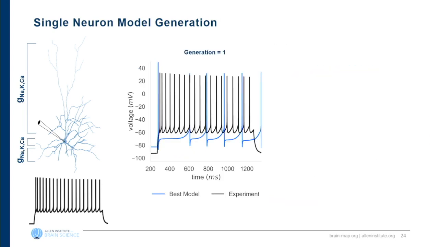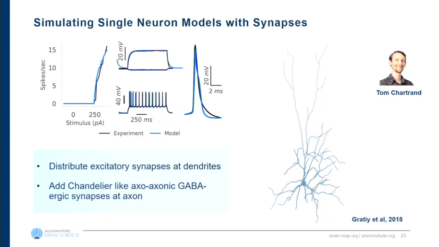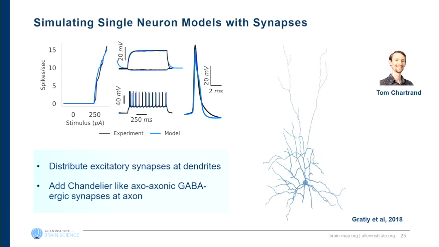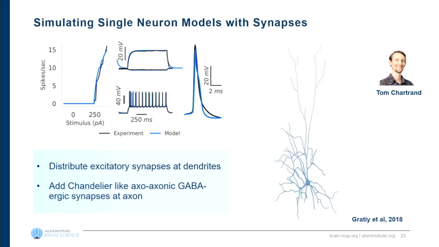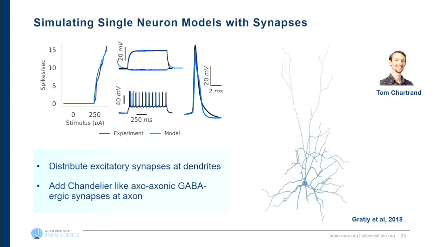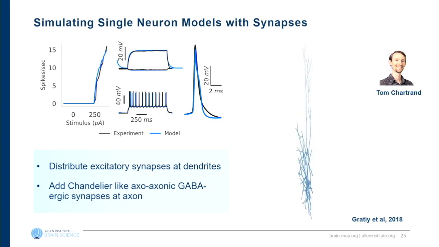And for a before and after shot of this modeling, here is how the model matches the experiment at the first generation, and here is at the end of the optimization. On the top left, I'm showing a snapshot of how this model performs against the experiment. Here you can see the FI curve, the subthreshold and spiking responses, as well as the AP shape.